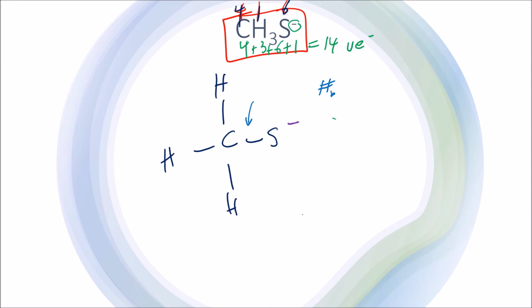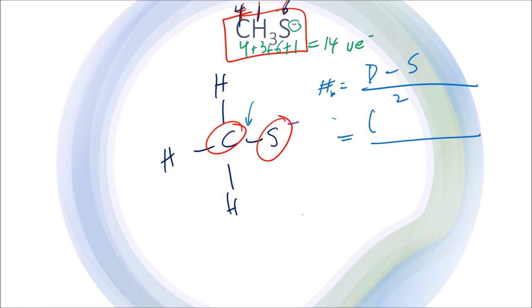Number of bonds, right, is equal to the demand minus the supply over 2. The demand is carbon and sulfur we were talking about. Demand is carbon and sulfur both want to have 8, right? Carbon wants 8, sulfur wants 8. What about the supply? Carbon has 4 valence electrons, so write that number down, and sulfur has 6.